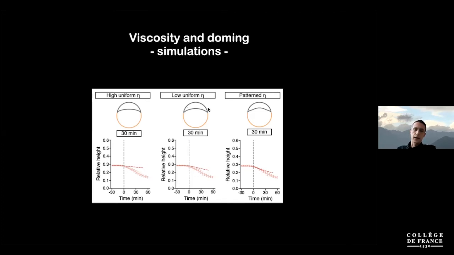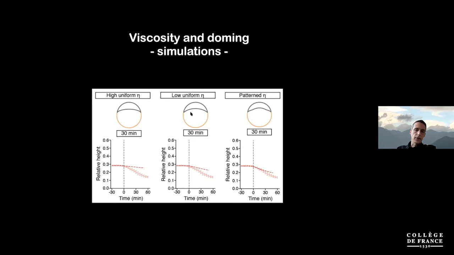In another scenario, we reduced the viscosity of the tissue and assumed that the tissue has a low uniform viscosity. And then we asked if the tissue can spread only by reduction of surface tension. Again, there was very little spreading, a little bit more than in the case of high uniform viscosity. But this, again, didn't really match our experimental observations.